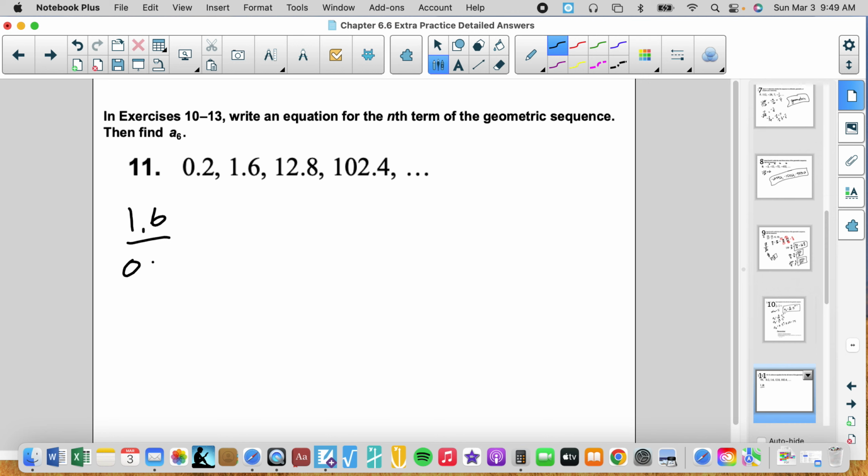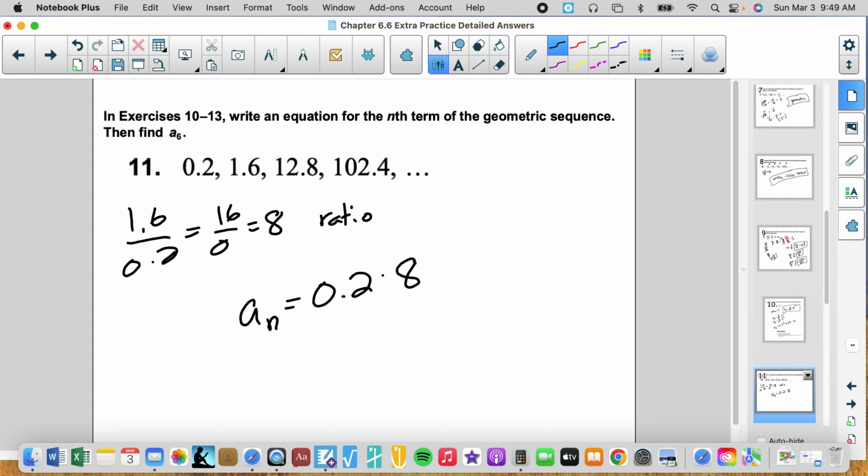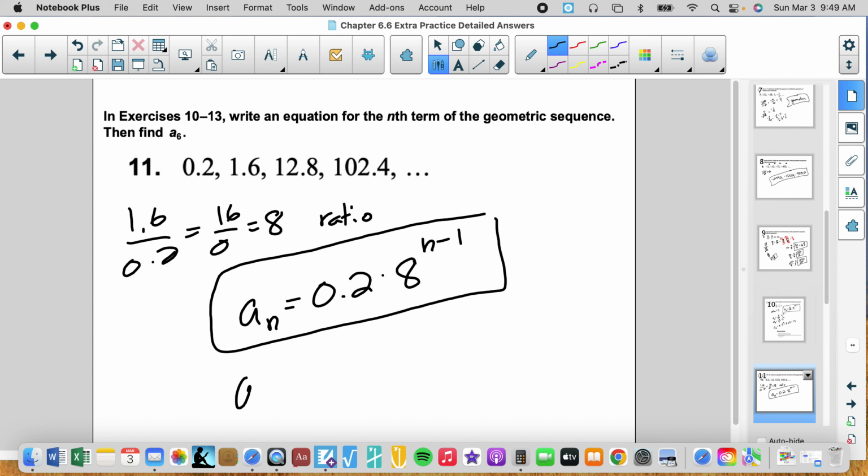1.6 over 0.2 is 16 over 2, which is 8. That's my ratio. We have a sub n equals my first term, 0.2, times 8 to the n minus 1. And I've got to find the sixth term.